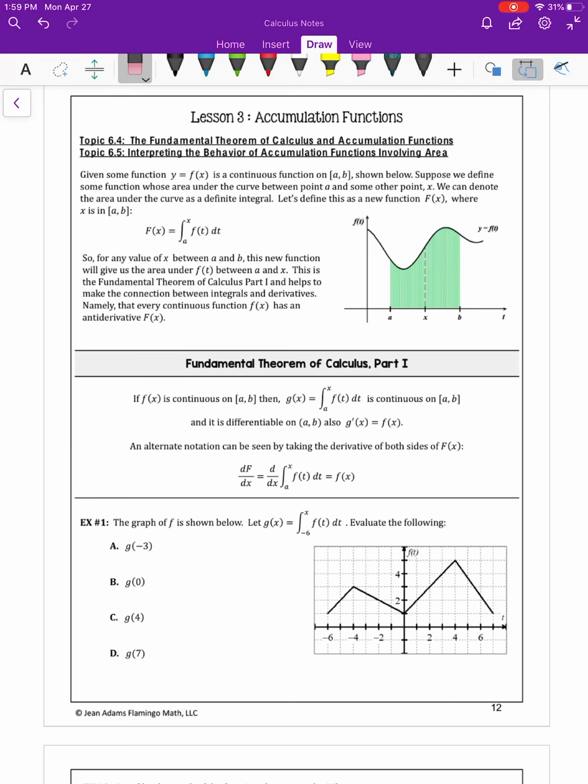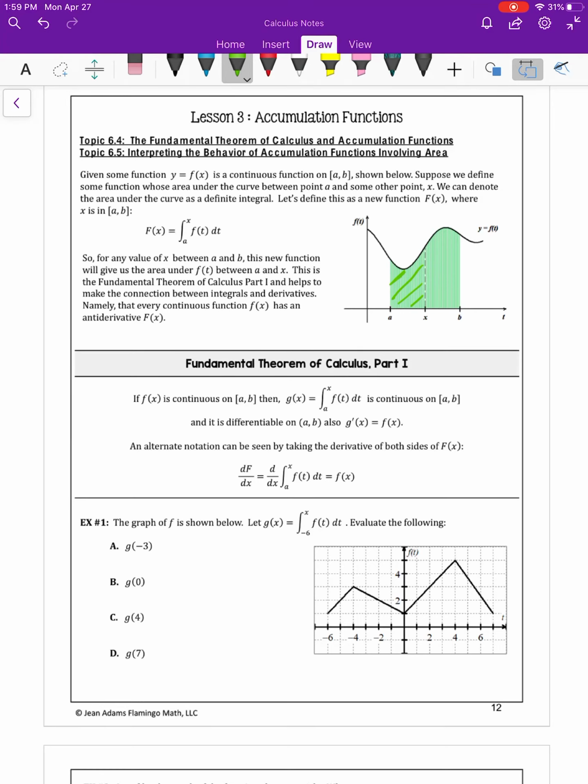Let's define this as a new function, capital F of x, where x is in the closed interval ab. And so your capital F of x is going to be the integral from a to x, f of t dt. So for this one, it would just be this area right here because it's just from a to x. So that would be the definition of your integral.